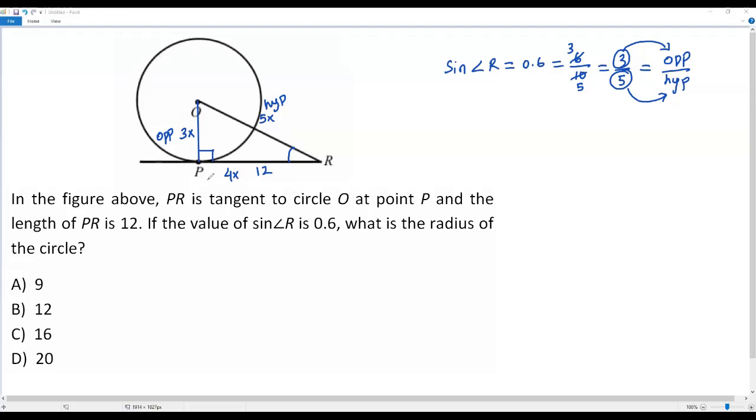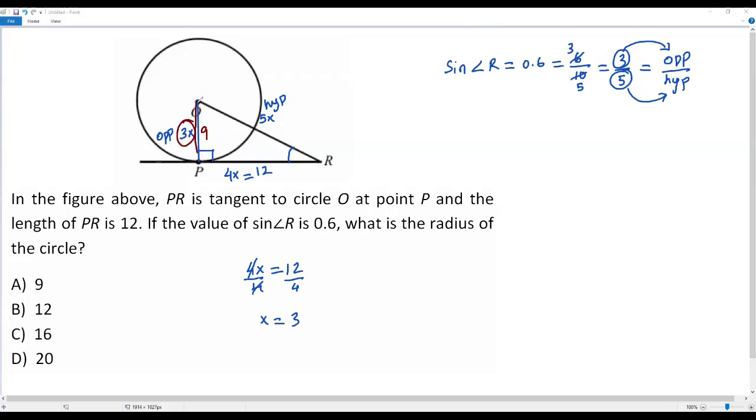Okay, already we know the actual length of PR, that is given in the question itself, that is 12. So this 4x must be equal to 12. So then we get 4x equals 12. Let me divide both sides by 4 to solve for x. This 4 will cancel out. Then I'm getting x equals 12 divided by 4, which is 3. Okay, now I got the value of x, that is 3. When I plug in x equals 3 over here, 3 times 3 is 9. So the actual length of this leg OP of this right triangle is 9.